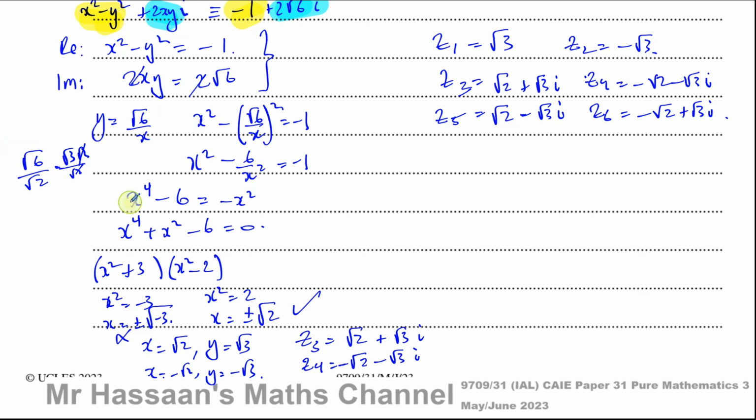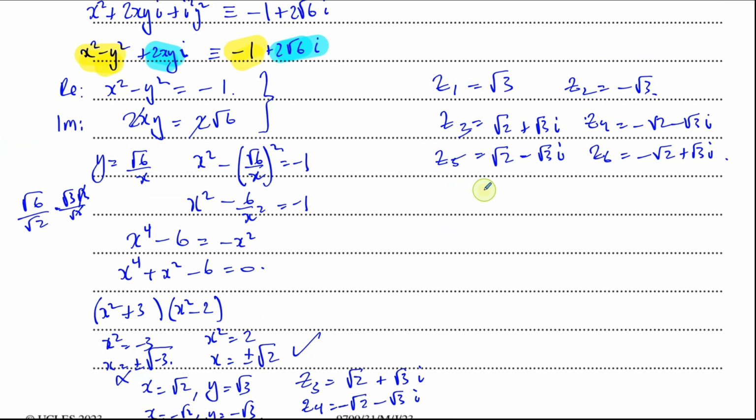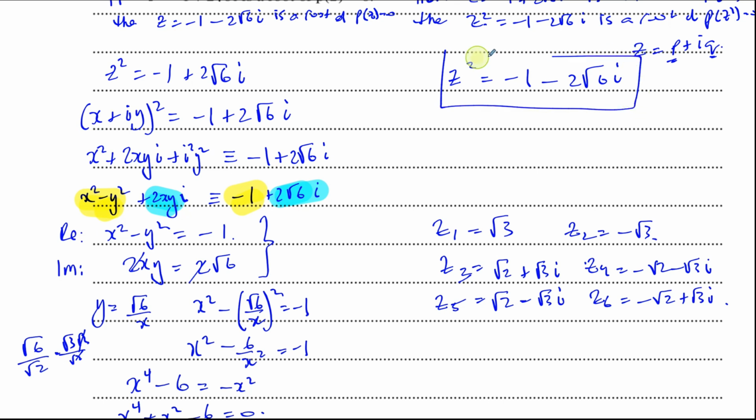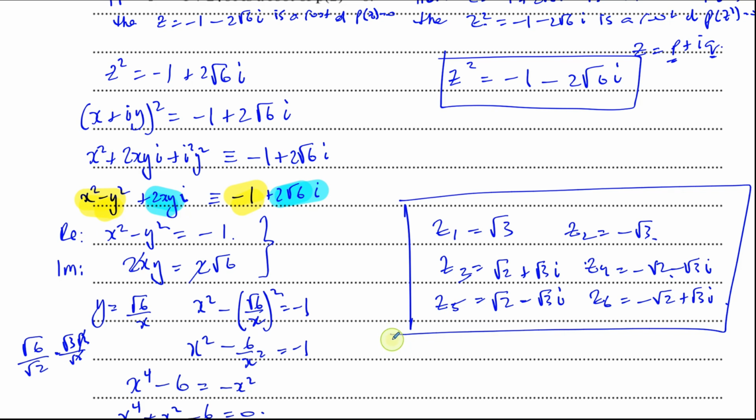I could go through the whole of this process again using this, the same thing I did there, and I'd end up with the other two roots. But because I know that they come in conjugate pairs, I don't have to go through all of that again. I found these two, and the conjugate of these two is also going to be roots. So root 2 plus root 3i, root 2 minus root 3i, minus root 2 minus root 3i, minus root 2 plus root 3i. So here are the six complex roots.